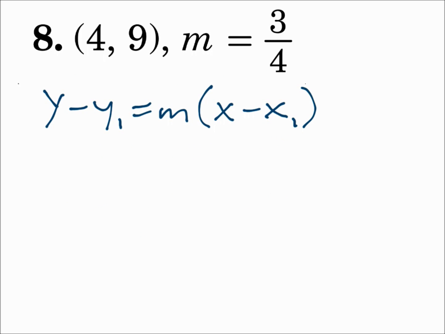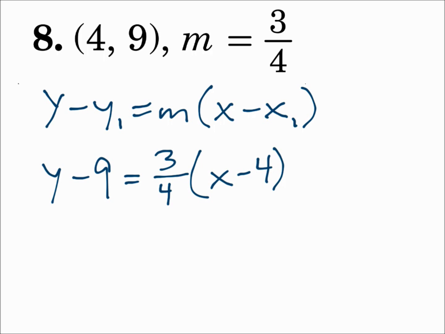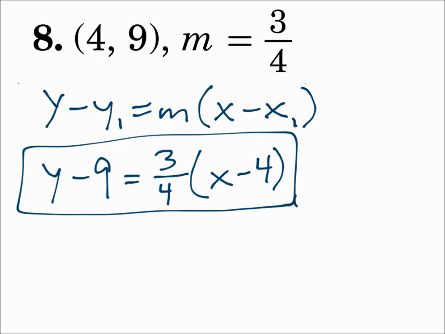Number 8. A line through the point (4, 9) with a slope of 3/4. Put it in point slope form. y minus y1, which is 9, equals m, which is 3/4, times (x minus x1, which is 4). Nothing will simplify. That one's finished.